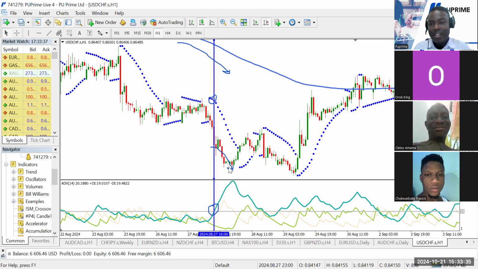which is not bad for an intraday trade. Intraday trading, at least you can generate between 15 to 25, 30 pips. It's still very much okay for an intraday trade. All right, it's a short one.